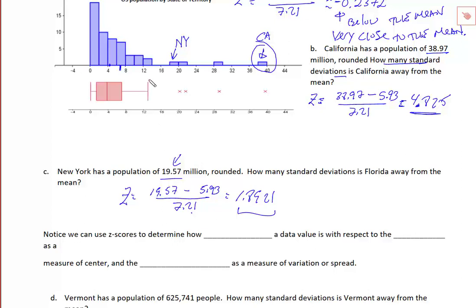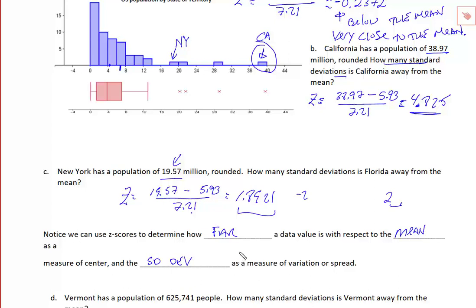But I notice again, this is not that far away. It's still far away, and that's considered, right? When you saw that growth chart, you notice it went to 2 and -2. So as soon as you get beyond that, that's when you start really getting to the far out. And this is pretty far out, but right at that edge. So notice we can use z-scores to determine how far a data value is with respect to the mean as a measure of center and standard deviation as a measure of variation or spread.